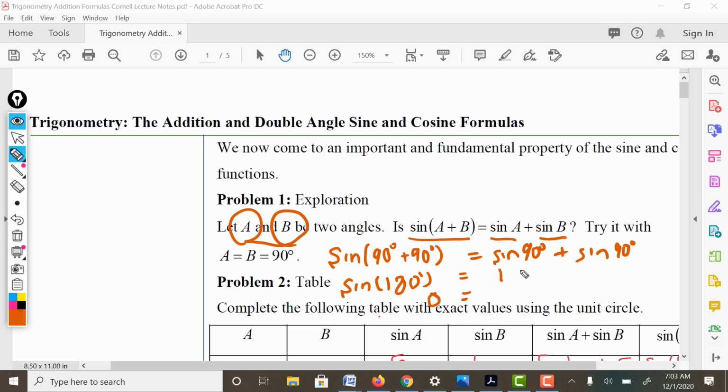However, sine of 90 is 1, and sine of 90 is 1. 1 plus 1 is 2. Notice that we get 0 is equal to 2, which is not true. So in other words, what we're saying is that sine of A plus B is not the same, in this case, as sine A plus sine B. So there is a great need for something to show the difference.